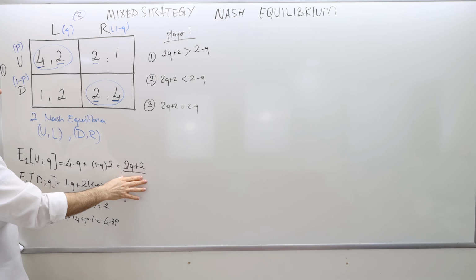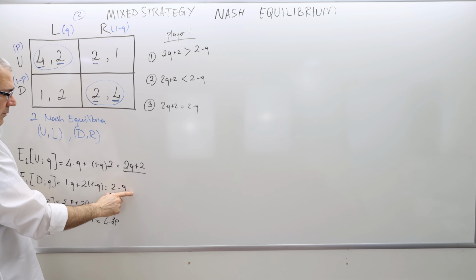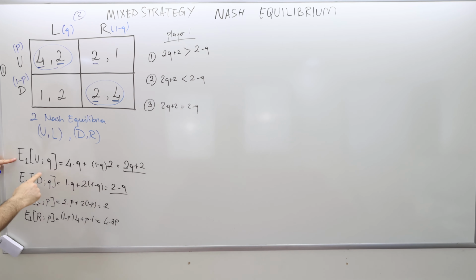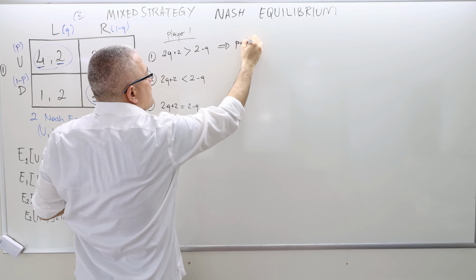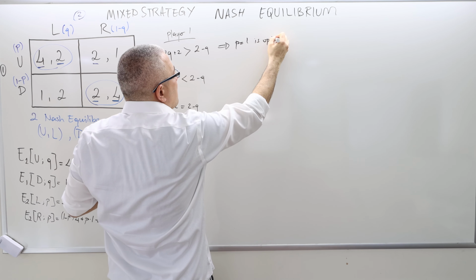If 2Q plus 2 is greater than 2 minus Q, which is the first case, it means U is more profitable than D. So you should definitely play U. If this payoff is higher than the second one, playing U is definitely more profitable than playing D, so you should not play D with some positive P. You should basically play only U, which means you should choose P equals 1. So your best response is P equals 1.